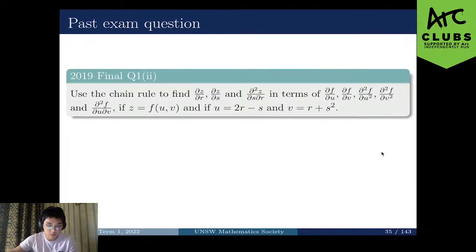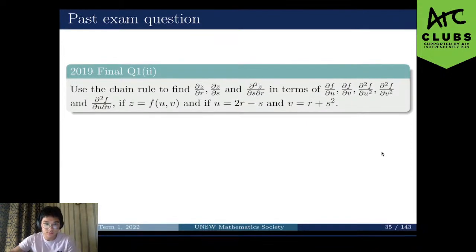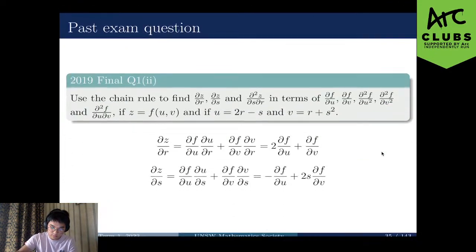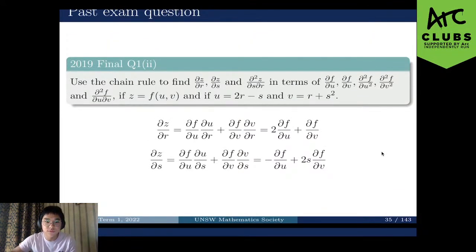Okay, so this exam question. Use the chain rule to find dz/dr, dz/ds, and this, which is, right? It's not two dz's. In terms of, so we have a bunch of partial derivatives of f with respect to u and v. If we have z, so z is a function of u and v, which contain r and s. So if we want to find dz/dr, it's pretty much the same thing as we showed in the previous slide. So if we want to find how sensitive z is to changes in r, we want to know how important each of the u and v functions are, and within the functions how important changes in r are.